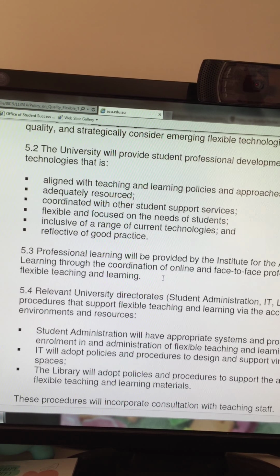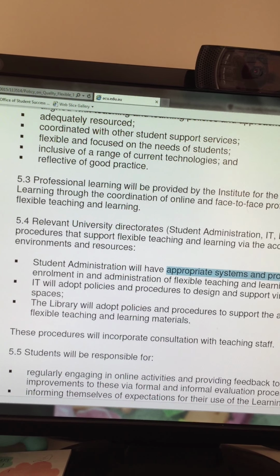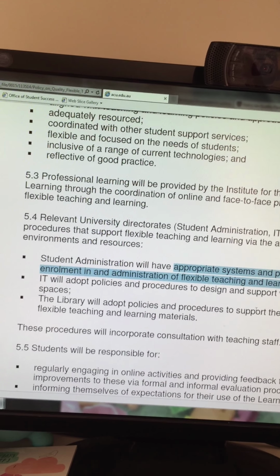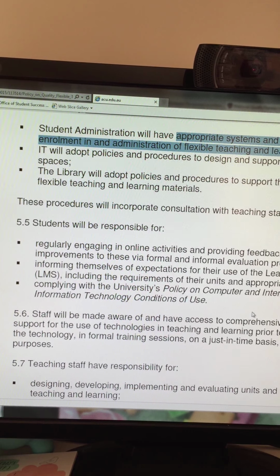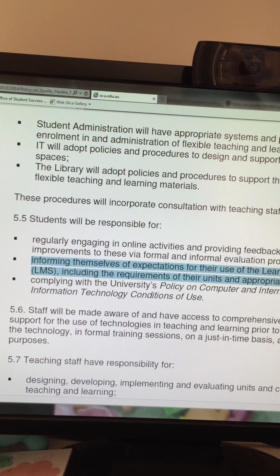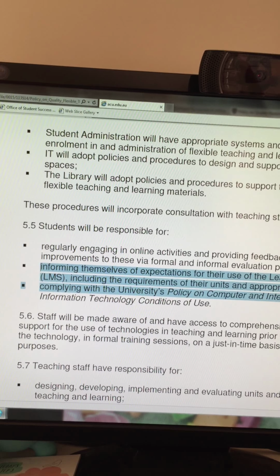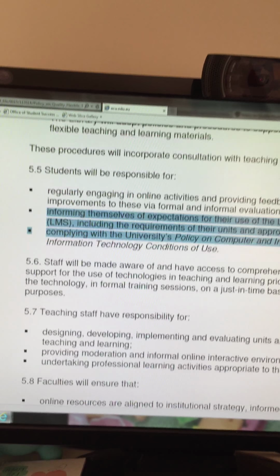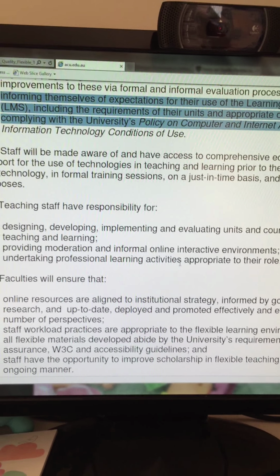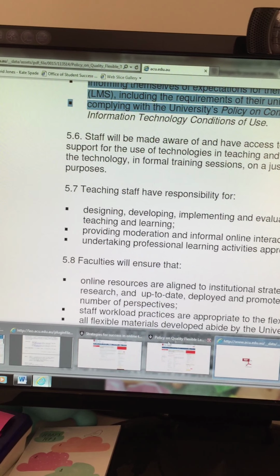it's also something that they're suggesting there need to be appropriate systems and procedures to support this flexible learning. So this is where they talk about informing themselves of expectations for their use of the learning management system. So having to do that and making sure that that's done properly, which makes sense in terms of monitoring how online learning teaching activities are developed.